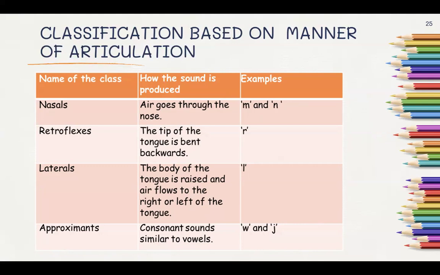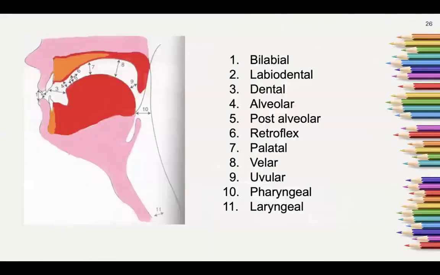Then flexing the tongue backwards gives the retroflex sounds. Then we have the laterals, where the body of the tongue is raised and close to the right or left, which is L. And we have the approximants, which are consonant sounds similar to vowels, W and J. So this can be classified as the bilabial sounds, the labiodental sounds, dental, alveolar, postalveolar, retroflex, palatal, velar, uvular, pharyngeal, and the laryngeal.